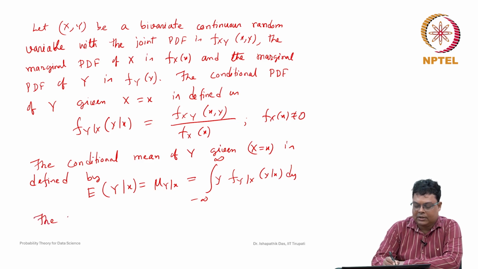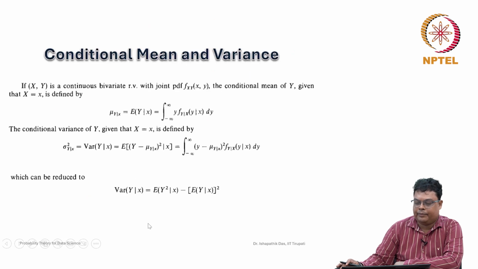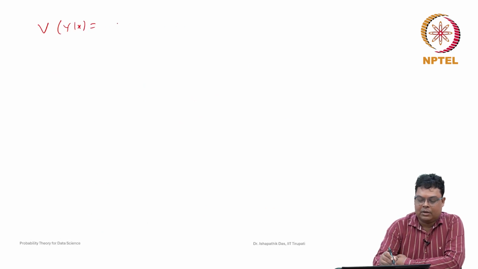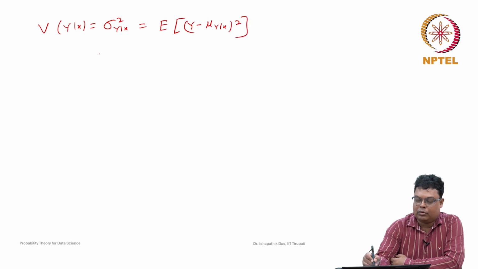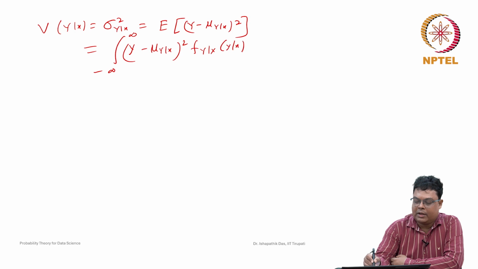And also the conditional variance of y given x equal to x is defined by, with this notation, variance of y given x. By definition, this is the expected value of y minus the conditional mean whole square. So this is the integral from minus infinity to plus infinity of y minus the conditional mean, whole square, times the conditional probability density function f of y given x dy.